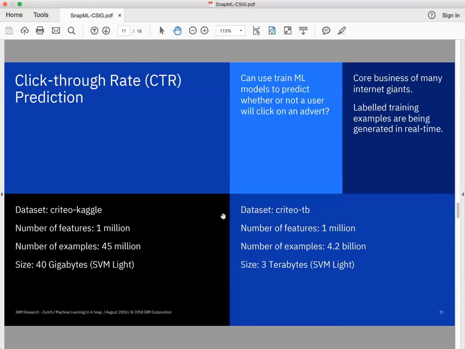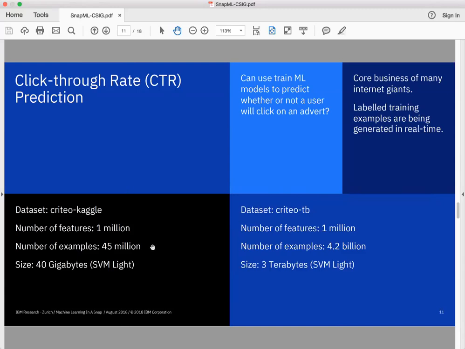So the application we consider here is click-through rate prediction. That's whether a user, we try to predict whether or not a user will click on a given advert. This is still the core business of companies like Google, Facebook, and it's a cool application for GLMs because you have huge data. You have labeled training examples which are being generated more or less in real time. So you have never-ending amounts of data.